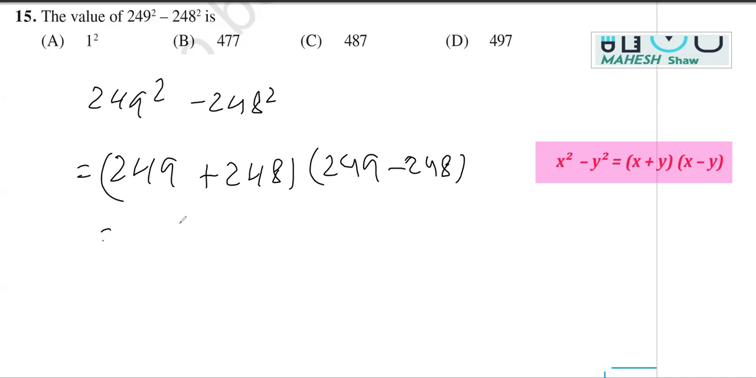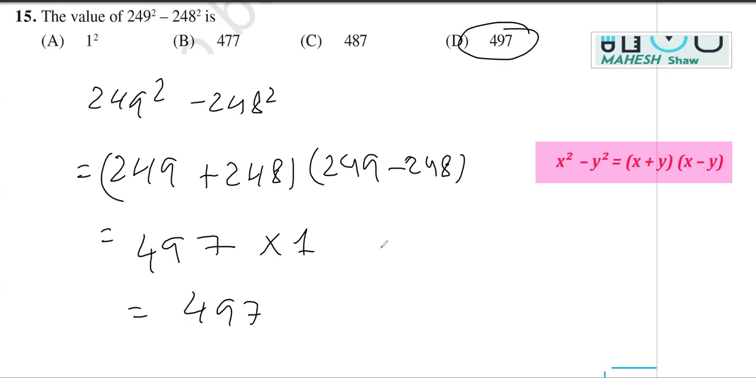248. So if I add 8 plus 9, that is 17, 8 plus 1, that is 9, and 4. And that is that multiplied by 1, so it's 497, which is D part is the correct answer in this case.